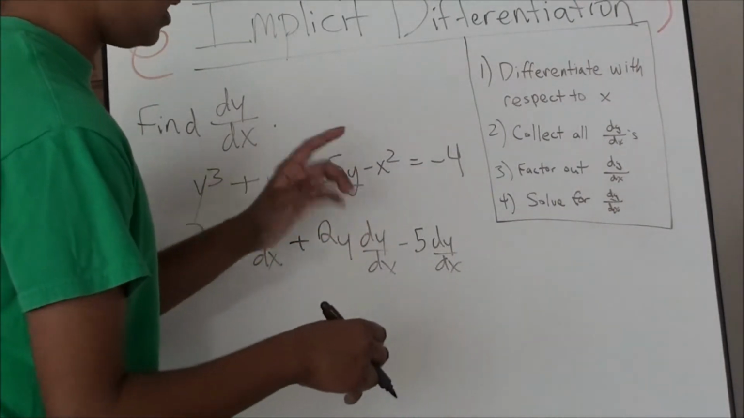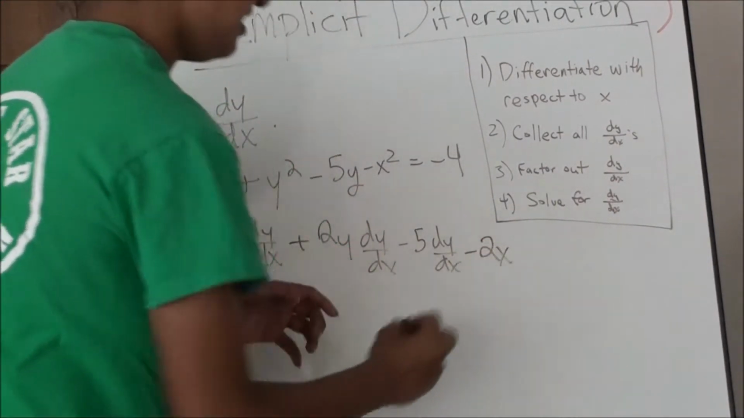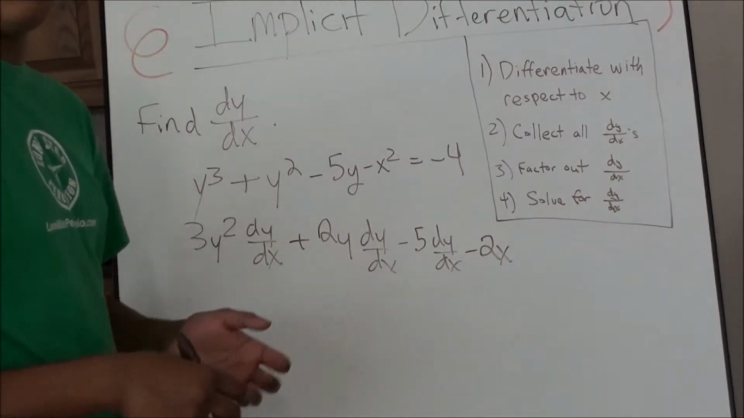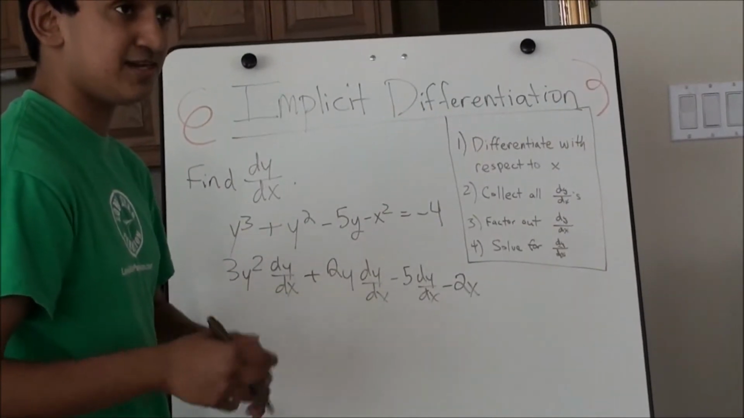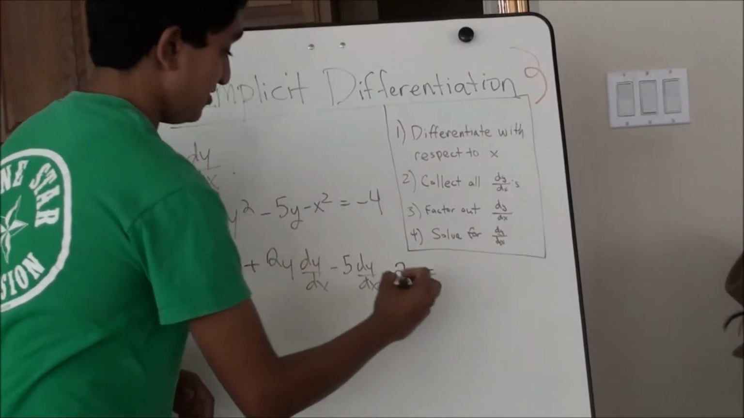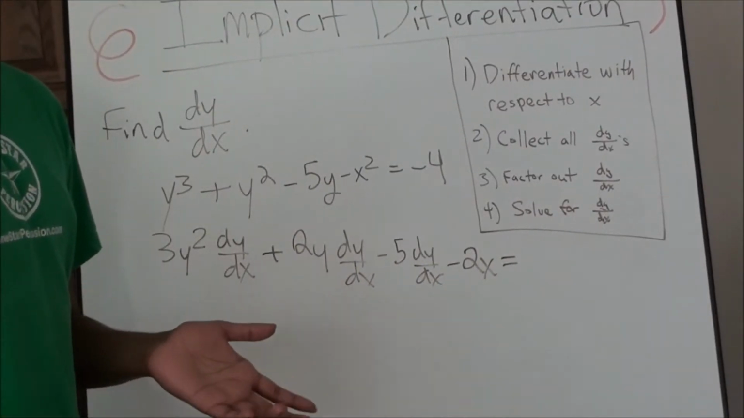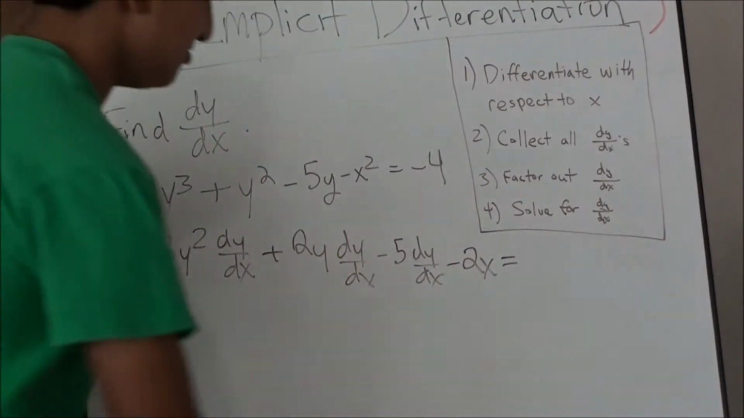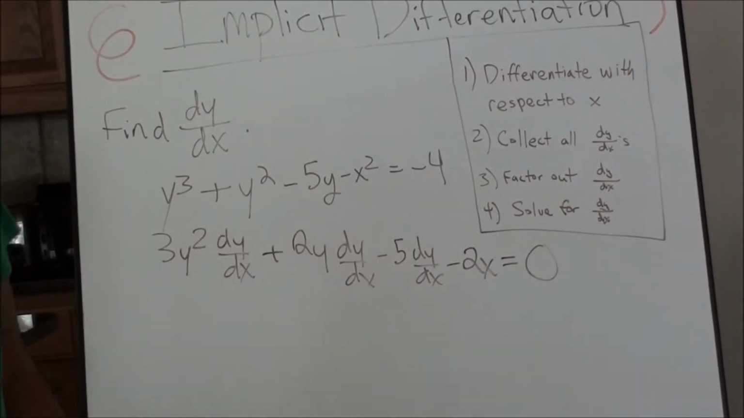And the negative x squared is going to turn into minus 2x. The reason we didn't put a dy/dx there is because it's an x and we're differentiating with respect to x. And on the other side of the equal sign, we have a negative 4. When you take the derivative of any constant, we all know that it's going to be 0. So equal to 0. There we go. We've completed our first step, differentiated with respect to x.